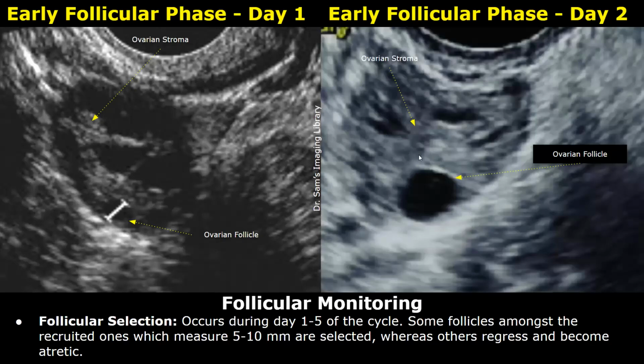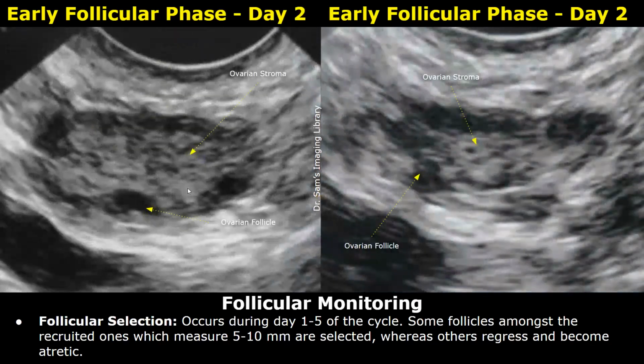These images are also taken from day 2 of the cycle. Few small follicles are seen inside the ovary. During this phase, we are in the follicular selection process. The follicles which measure 5 to 10 millimeters are selected, whereas others regress.